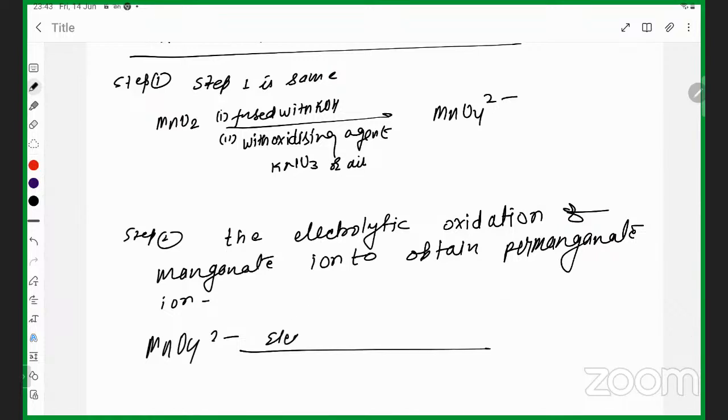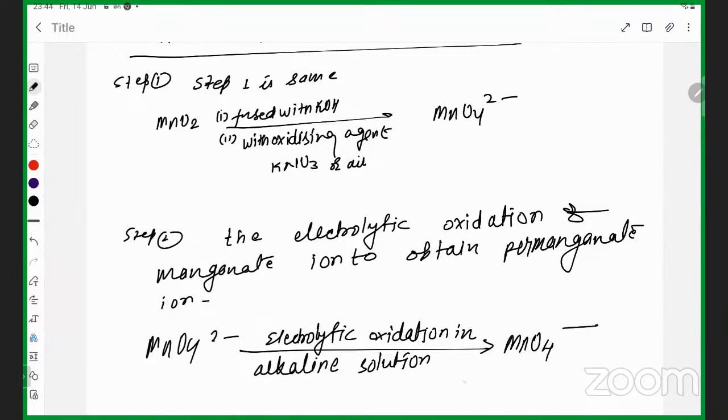So MnO4 2-, electrolytic oxidation. We are doing electrolytic oxidation in alkaline solution. So MnO4- is the permanganate ion. This is going to be permanganate.